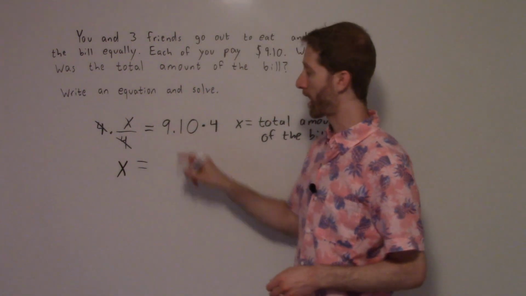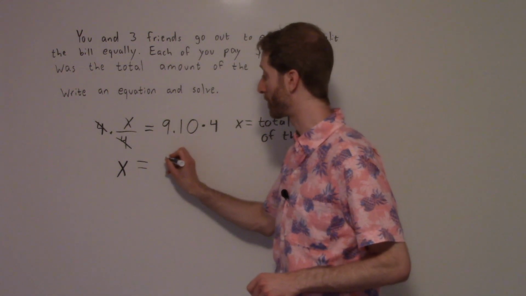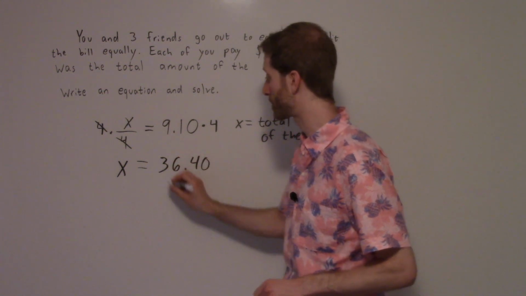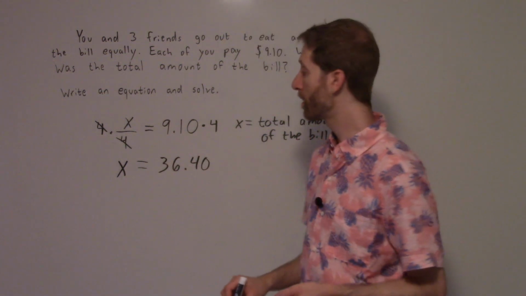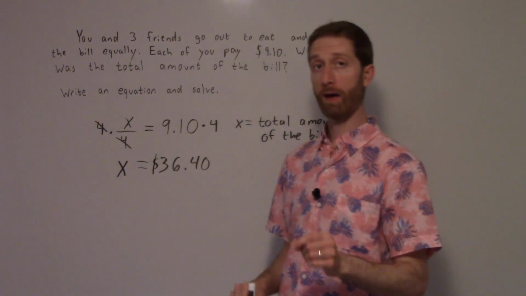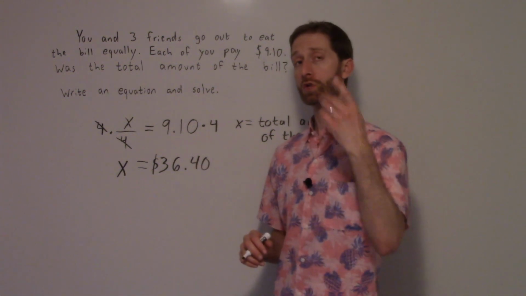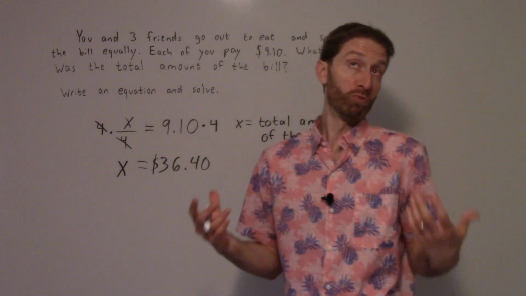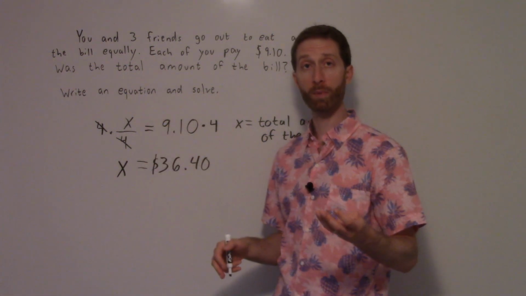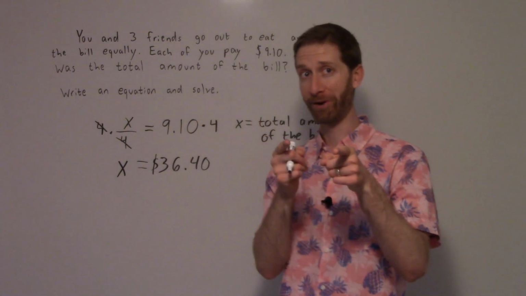Then I do 4 times $9.10. Well, that's going to end up being, with a little bit of mental math, or a little bit of a calculator, $36.40. So x is 36.4, so I'm going to put a dollar sign right here. Therefore, the total amount that the bill was $36.40. You can check the validity or the reasonableness of your answer by taking that amount and dividing it by the 4 equal parts and seeing if each person paid $9.10. And you know what? It works.